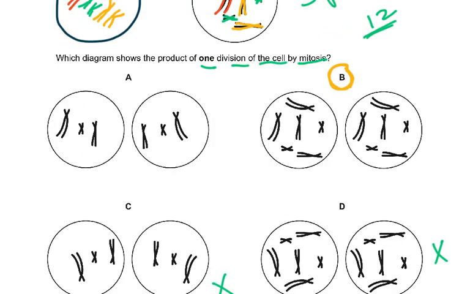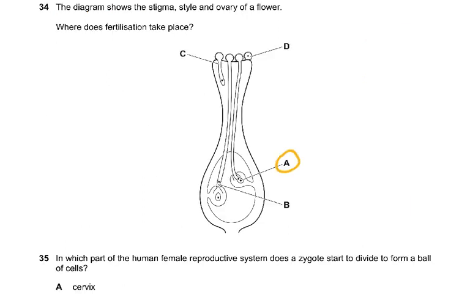So the answer to this was B, as you can see. Why? Because after one division of the cell by mitosis, 2 cells will have been formed. So it could have either been this or this, but this is wrong. Why is this wrong? Because this has lesser number of chromosomes than the one which was originally shown in the original cell.